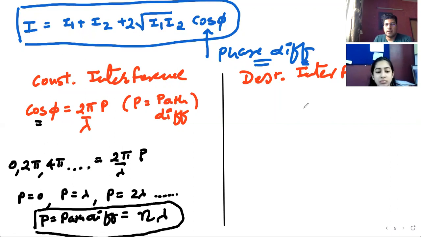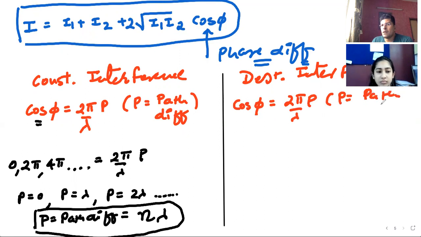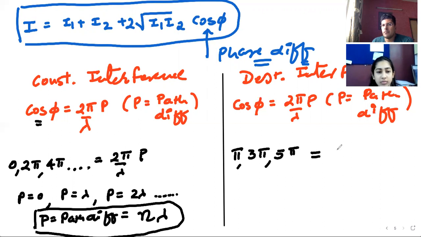Okay, next one. If my cos phi equals to 2 pi by lambda into p, again I am putting that p is nothing, it is called as a path difference. Right? Rather than putting 0, 2 pi, 4 pi, I am putting pi, 3 pi, 5 pi, meaning odd pi's. It is called as 2 pi by lambda into p.